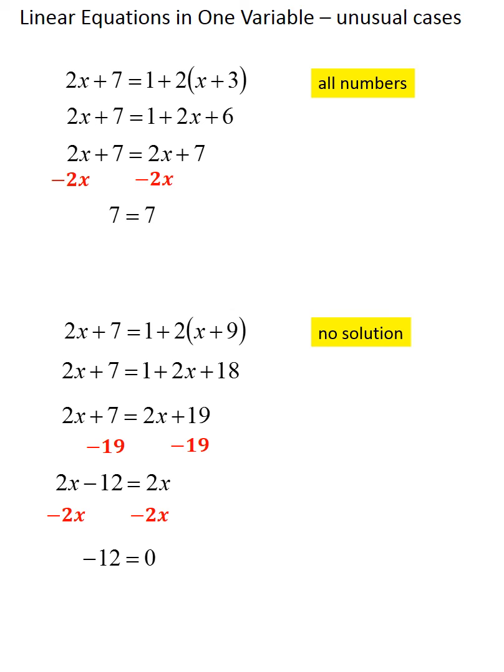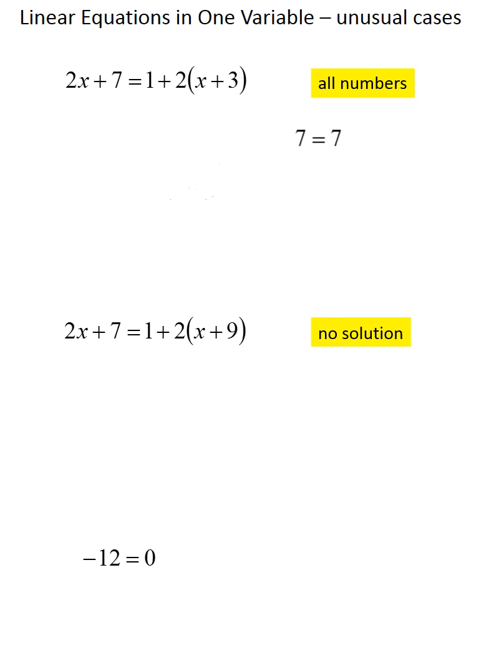But at one point, you're going to get a false statement. Now, this bottom line does not mean that negative 12 is the answer, and it does not mean that 0 is the answer. It means that the equation has no solution. Because for the equation to have a solution, it would have to be true that negative 12 equals 0. Negative 12 can't equal 0, therefore the problem can't have a solution.